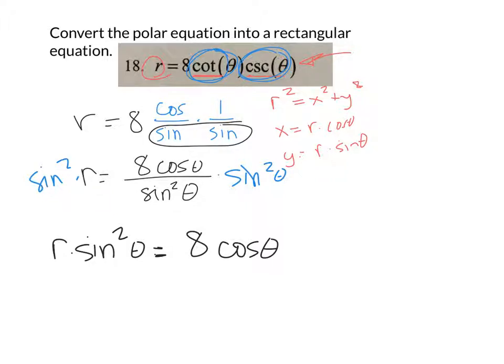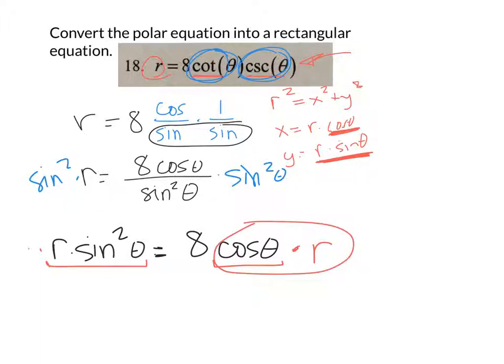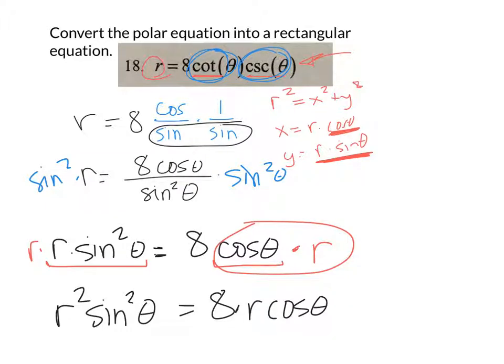So this looks promising, r sine squared, right? That's close to r sine. And then cosine, well, that's pretty close to this. So what I'm missing here is an r. So I'm going to multiply both sides by r. That will give me an r cosine on that side. And multiply this side by r also, sorry. That gives me an r squared times the sine squared. And over here, 8 times r times cosine of the angle.